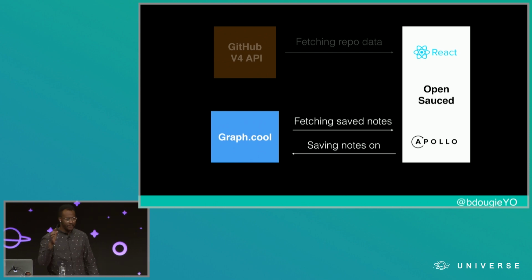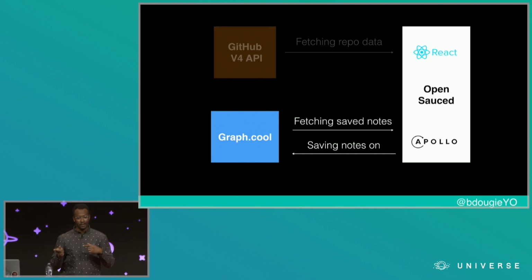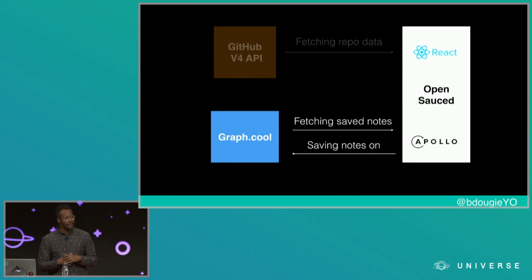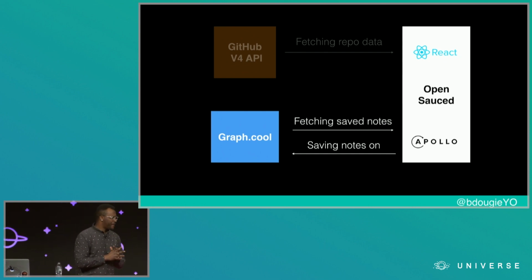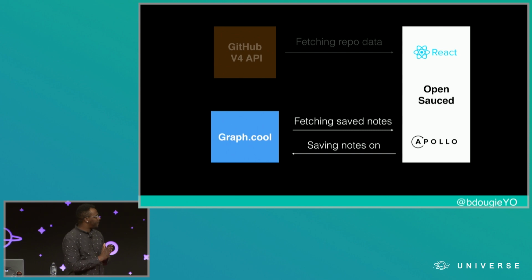I'm doing that by talking to GraphCool, but also using a tool called Apollo. Apollo is a front-end client that can consume GraphQL data. It's more than that at this point. They're actually doing a GraphQL summit next week.